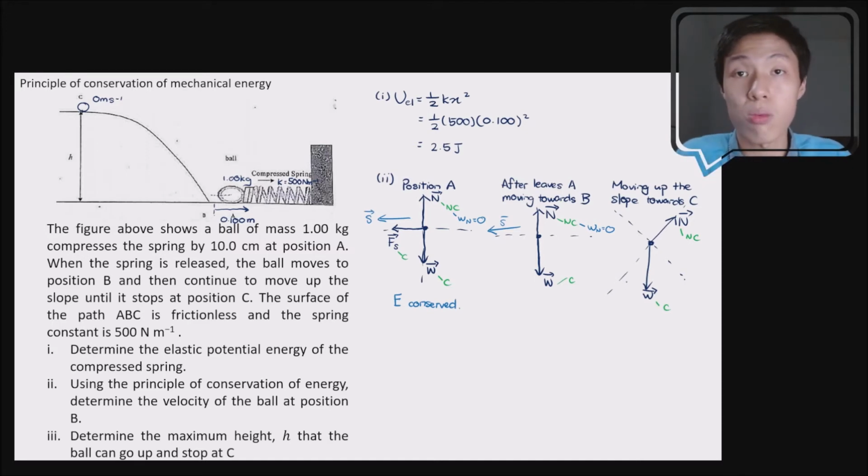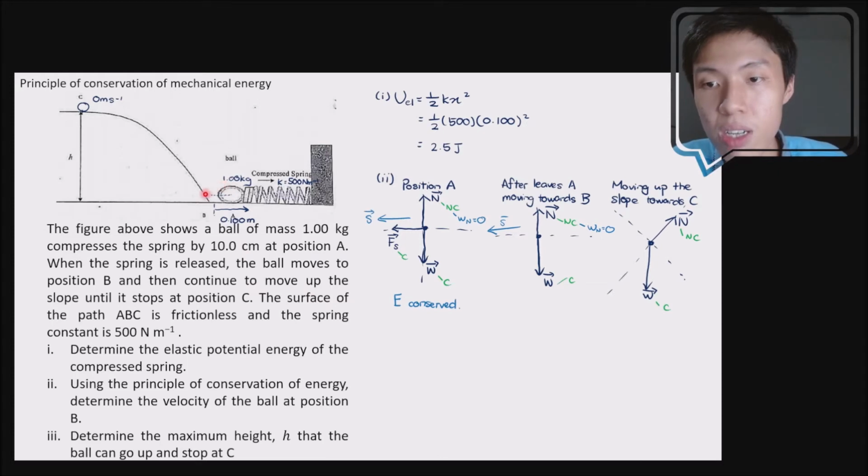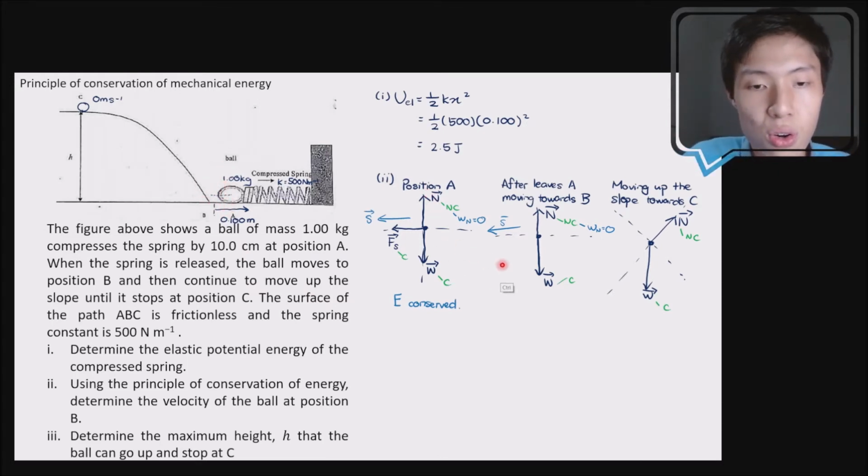Or in other words, the object will be moving at constant speed throughout the journey after leaving the spring, moving towards the position B over here. So again, since there's no work done by non-conservative force, you can say that the mechanical energy is again conserved.